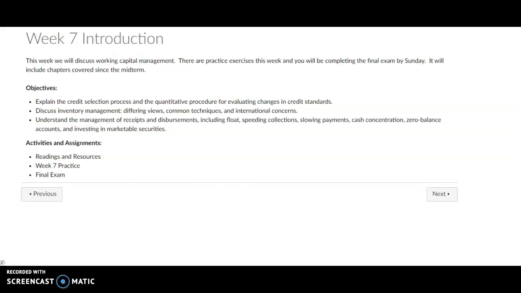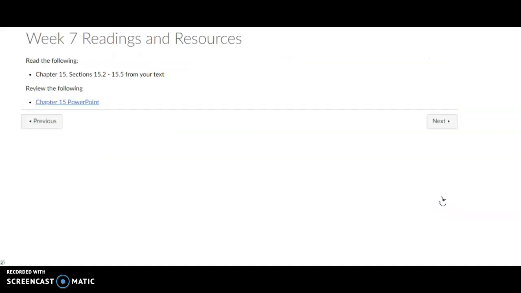We do have one final chapter that we're going to cover. We don't cover all of it, we just have a few sections in it. And I'm going to click to the next part that shows us the reading and resources so you can see the details. So it's chapter 15. You're going to be covering sections 15.2 to 15.5. There's also the PowerPoint here for chapter 15.